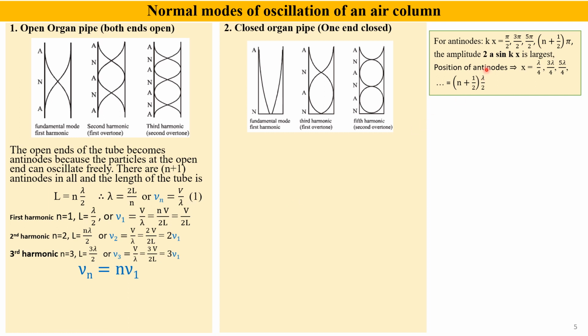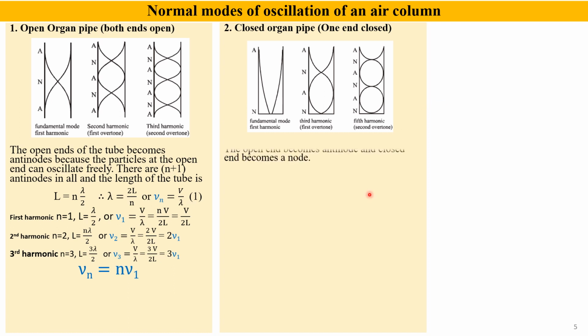We know for antinodes the amplitude, which is given by 2a sin kx, the angle kx is 90 degrees. When kx is equal to 90 degrees, the amplitude is maximum. Hence, at antinode, the amplitude is maximum. And the position of antinodes is given by x is equal to lambda by 4, 3 lambda by 4 or 5 lambda by 4. In general, that is equal to (n plus half) into lambda by 2. That is odd multiples of half lambda.